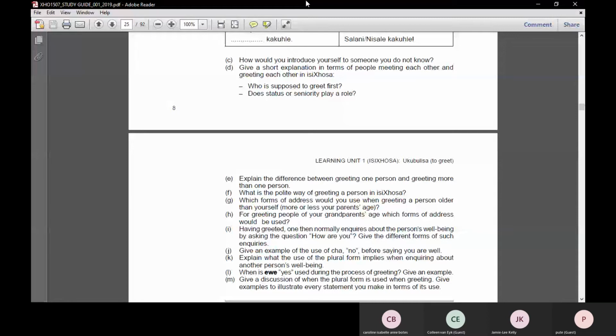Okay, give a short explanation in terms of people meeting each other and greeting each other in isiXhosa. Who is supposed to greet first?